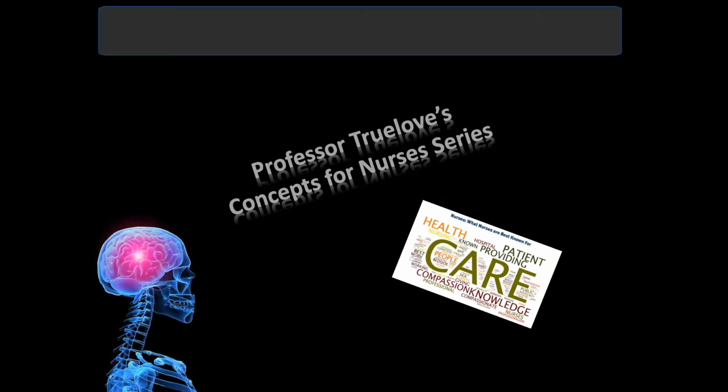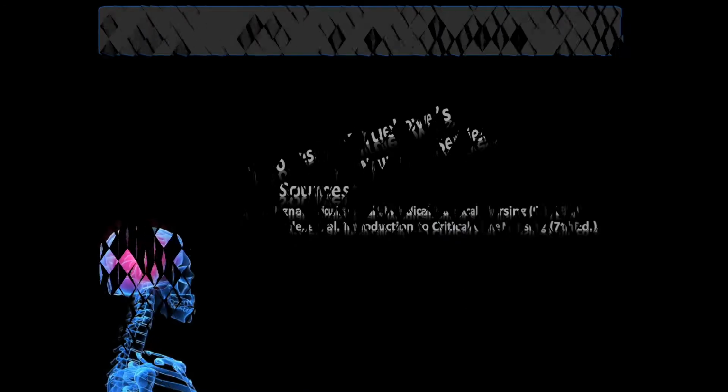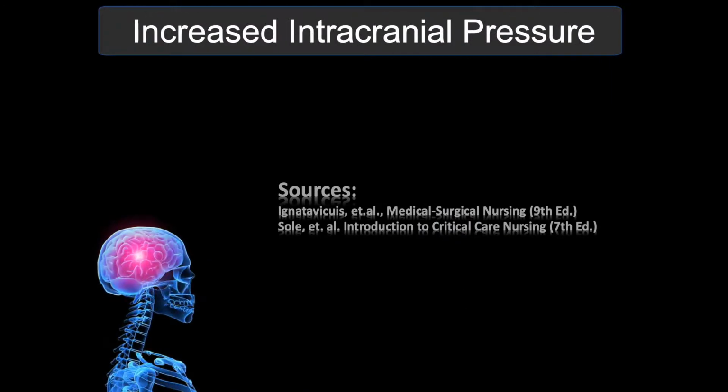And in this episode, we will be discussing increased intracranial pressure, how it manifests itself, how dangerous it is, and any interventions that can be used to help preserve the patient's life. Sources for this episode include Ignatavicius' Medical-Surgical Nursing, 9th edition, and Sole et al., Introduction to Critical Care Nursing, 7th edition.